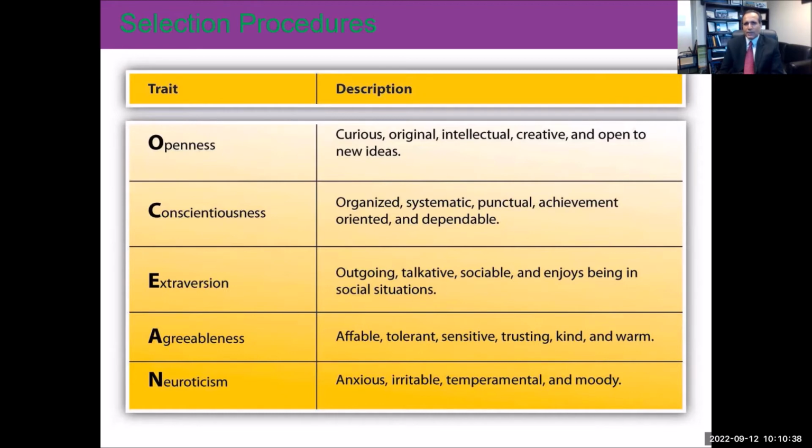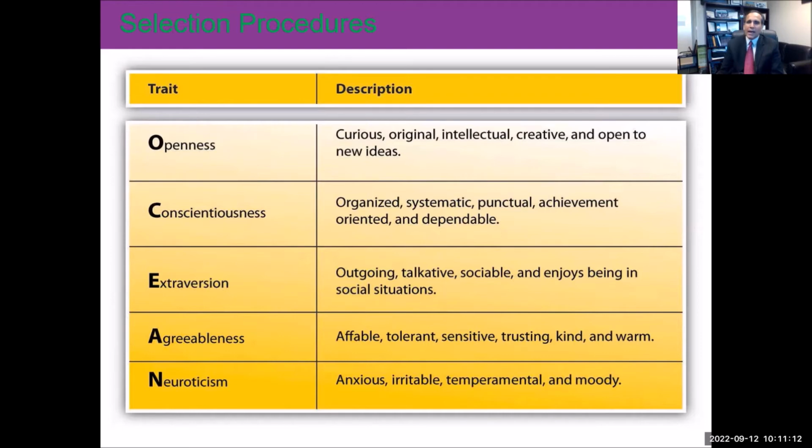For example, openness tells you the candidate is curious, original, intellectual, creative, and open to new ideas. High conscientiousness score says that the candidate is organized, systematic, punctual, achievement-oriented, and dependable. If a person has high scores on extroversion, that means he or she is outgoing, talkative, sociable, and enjoys being in social situations. On the other hand, high agreeableness score means the person is affable, tolerant, sensitive, trusting, kind, and warm.